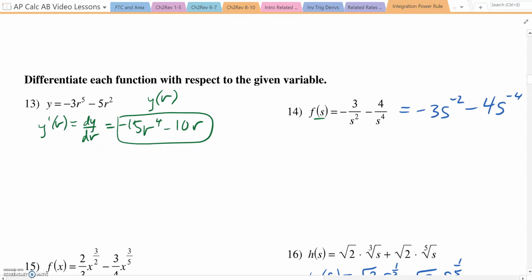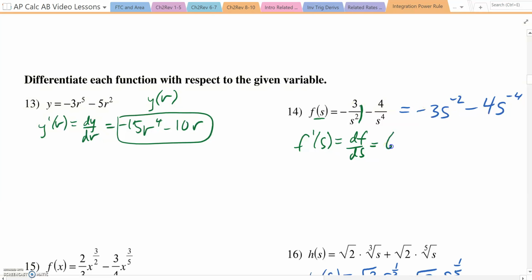Next one, 14. Let's do f prime of s, or you could say df ds. Either way. And I like my rewrite style. I don't want to do quotient rule when I don't have to, right? I see a quotient, but it's a constant on the top. Let's rewrite it so we're not doing quotient rule.